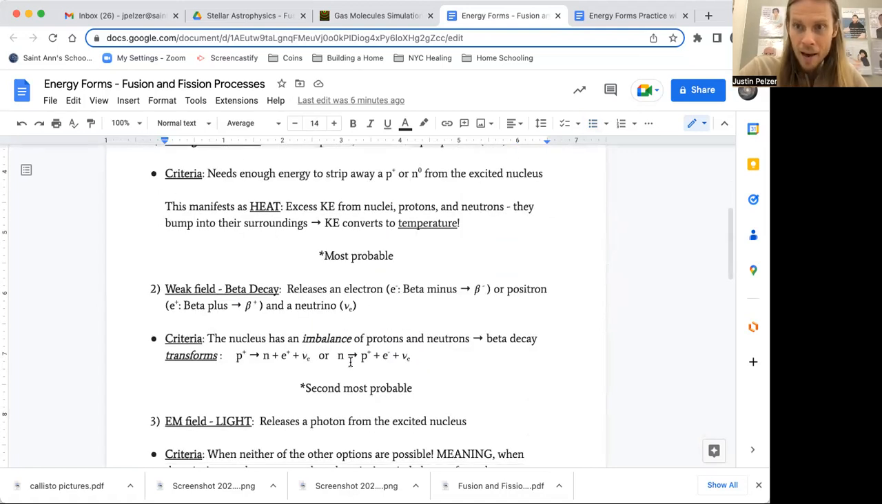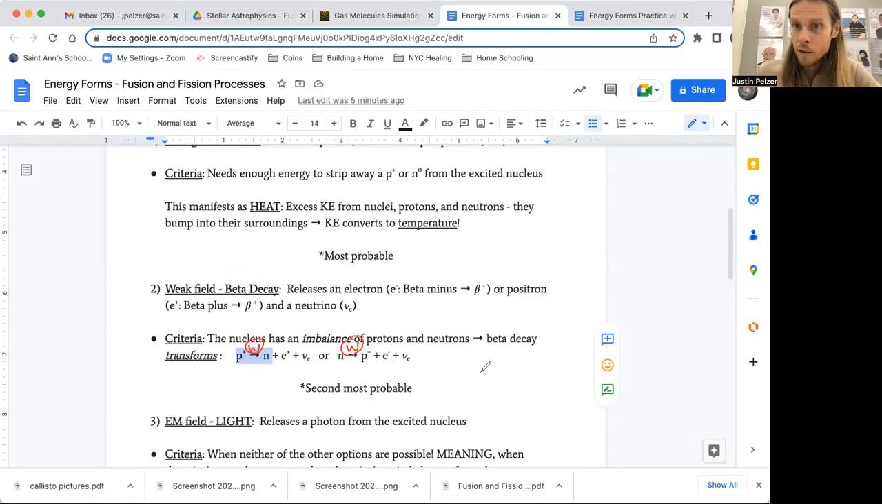If it's not, or there's an imbalance of protons and neutrons, remember, too many protons, what's the issue? Too much electric repulsion. Too many neutrons, what's the issue? Pauli exclusion principle. Well, the universe has a solution for that. It's called beta decay. It's when a proton turns into a neutron via the weak force, or when a neutron turns into a proton also via the weak force. So this is via the weak field.